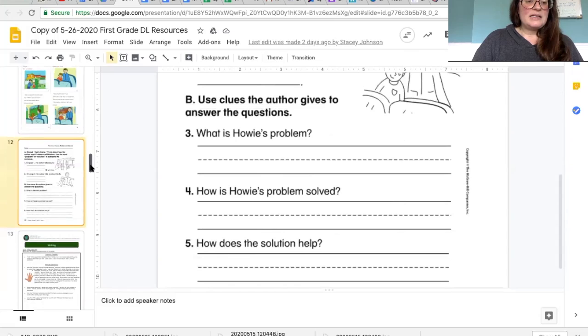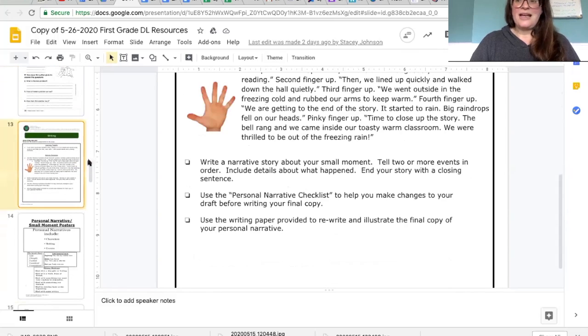Okay, next up, we're going to talk about writing, one of my favorite things to talk about. And you'll see this hand on the paper. And this is actually one of my favorite strategies. So I'm going to stop sharing and talk about it with you a little bit.